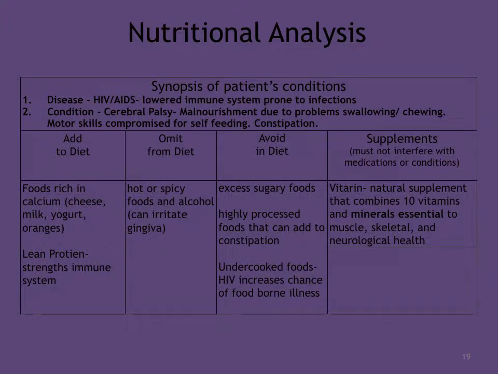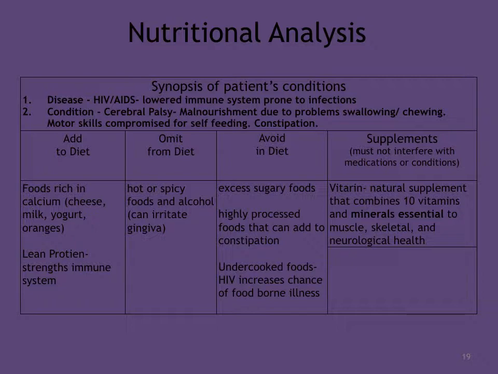Nutritional analysis. Disease: HIV. Lowered immune system, so they are prone to infections. Condition: cerebral palsy. Can cause malnourishment due to problems with swallowing and chewing. Motor skills are compromised for self-feeding. Constipation. Add to diet: foods rich in calcium, such as cheese, milk, yogurt, and oranges. Lean protein, which strengthens the immune system.